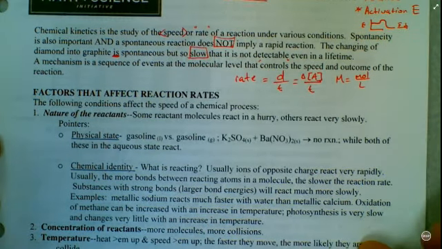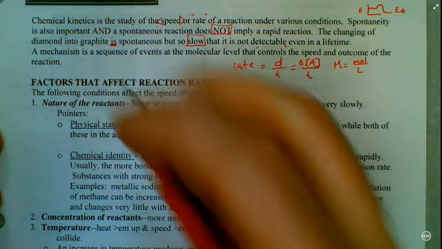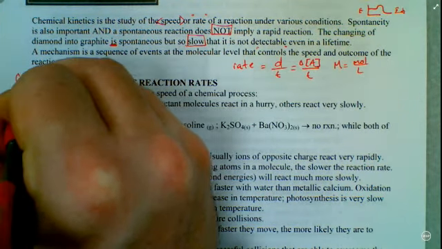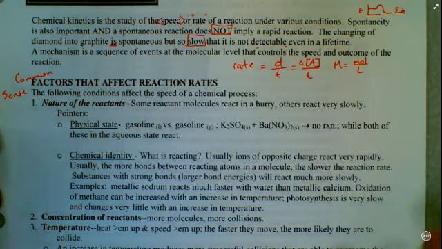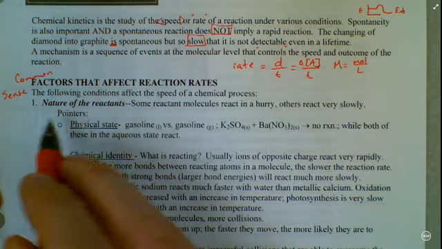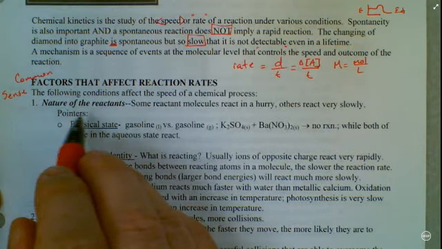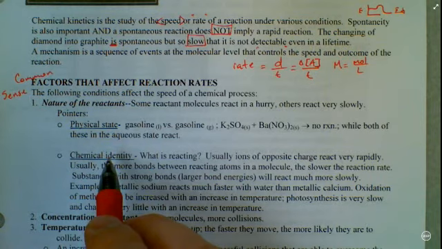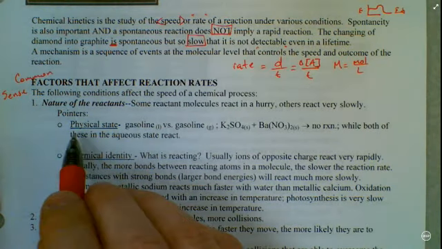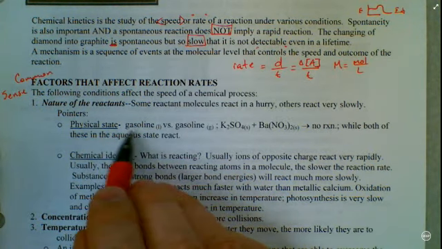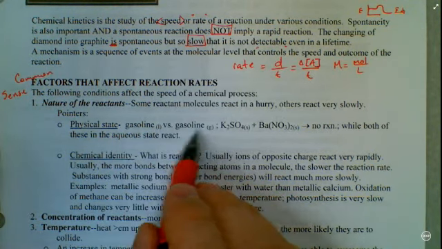But let's get into the factors that affect reaction rates. Now, a lot of this is common sense if you think about it. The following conditions affect the speed of a chemical process. One, the nature of the reactants. Some reactant molecules react in a hurry, others react very slowly. That has to do with the nature of those reactants. For example, when we look at the physical state, like the phase, we have gasoline as a liquid versus gasoline in the gaseous state.